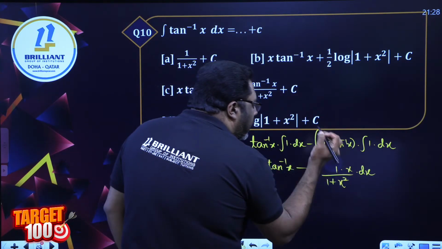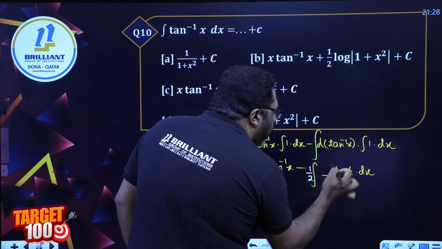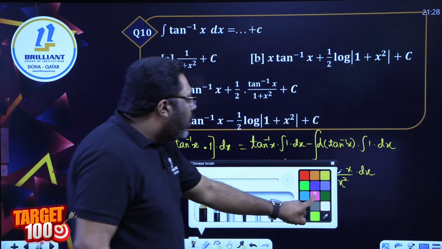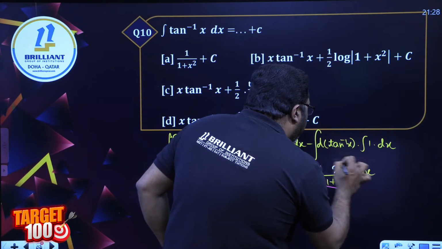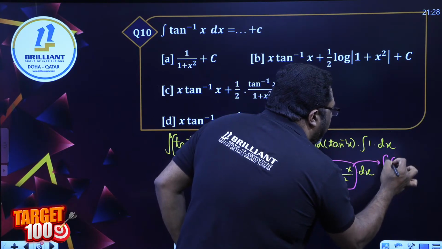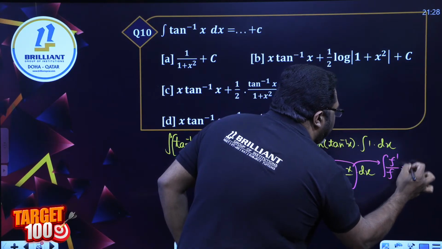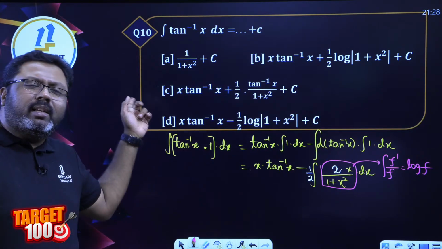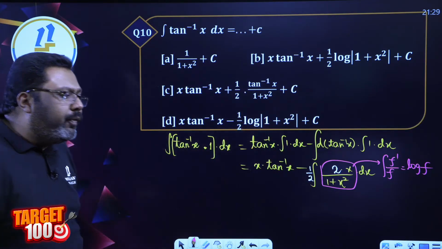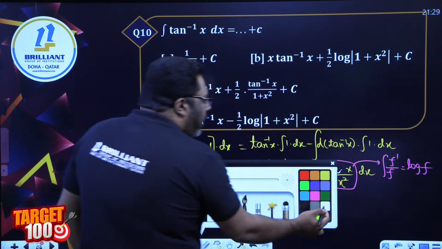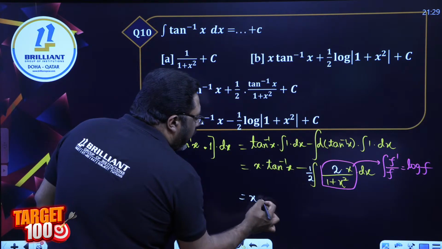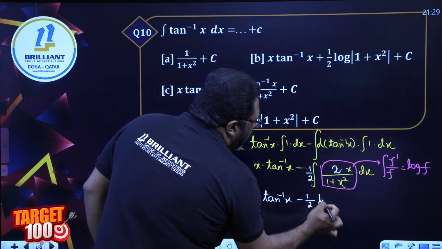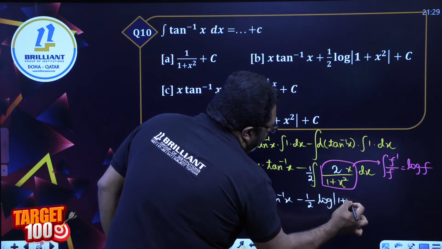Now just for my convenience, I am putting a half here and I am multiplying 2 here, so that the integral now looks like the integral of f dash by f, which we have seen already as log f. In the previous questions, we saw it. Integral of f dash by f is log f. Yes, right answer is already coming. I can say it. So answer is x into tan inverse x minus half log 1 plus x squared.